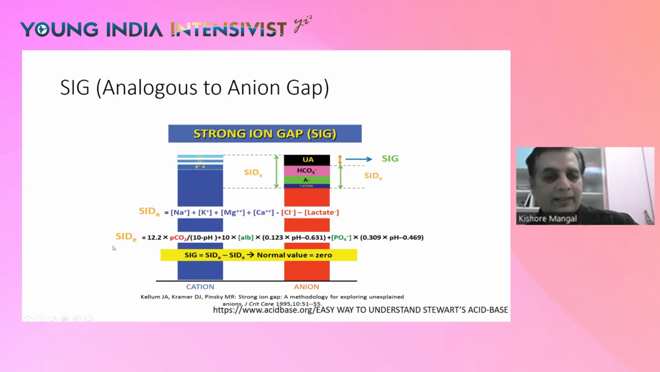And SID-E is very complex. It is dependent on bicarbonate levels, albumin levels, and phosphorus levels, and it incorporates very complex equations, but we will simplify it in the next few slides. The difference between the two will give us the unidentified anion. Usually it will be very low or cannot be measured, and the normal value is around 0. But in cases of DKA and other conditions, we will see that this is going to increase.